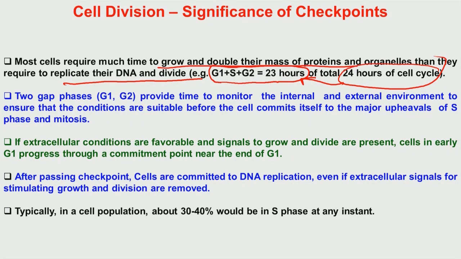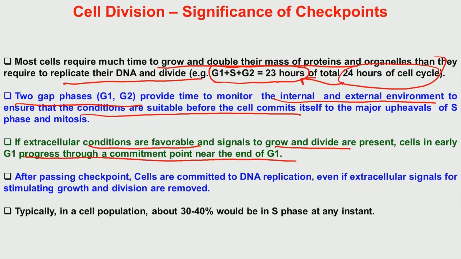Second one is the 2 gap phases, that is G1 and G2, provide time to monitor the internal and external environment of the cell to ensure that the conditions are suitable before the cell commits itself to the major upheavals of S and M. And if the extracellular conditions are favorable and signals to grow and divide are present, then only the cell is committed to go to S near the end of G1, and once it is committed, it is an irreversible process.